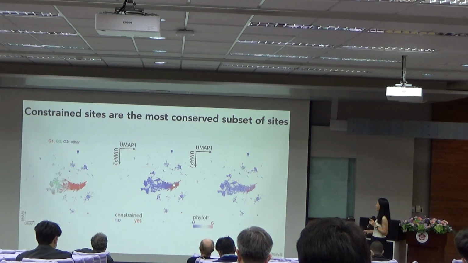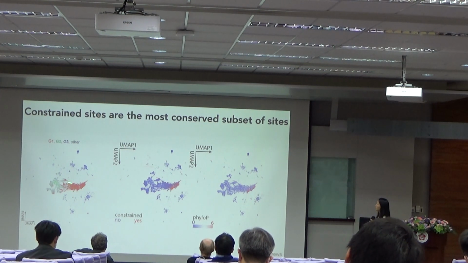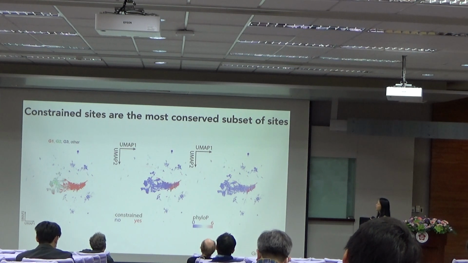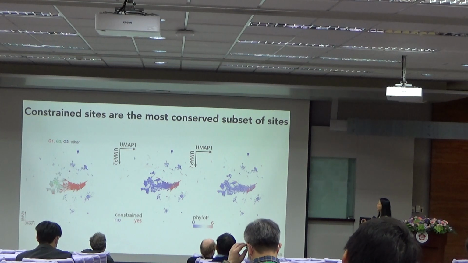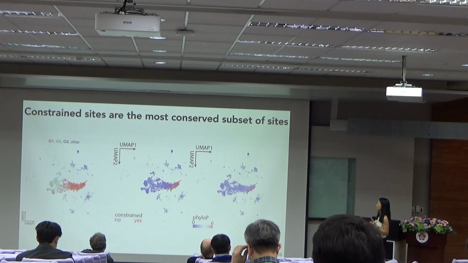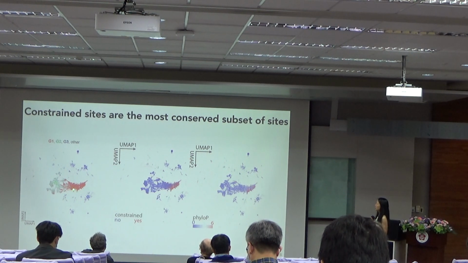Constrained sites are like the tip of this group 1 here. The difference between the group 1 sites and the constrained sites is that for the constrained sites, we actually take into account the speed of mutation rate by using phyloP. This is just the number of species that are conserved. It doesn't take into account the speed of mutation. So that's why these ones are a better measure.